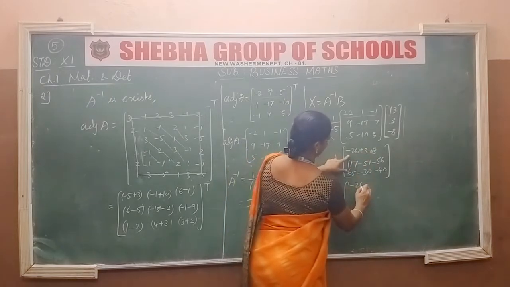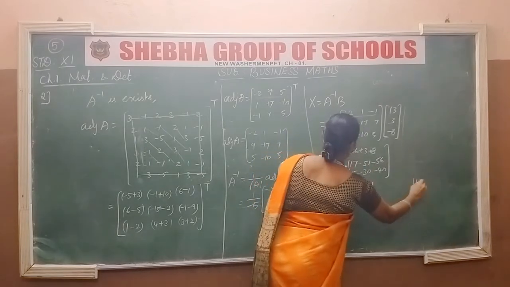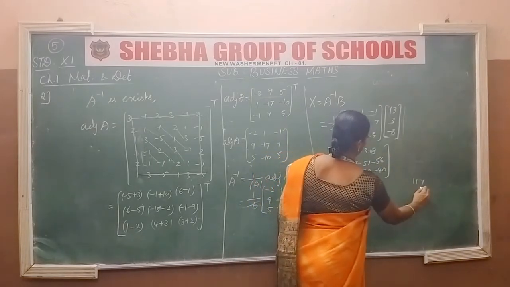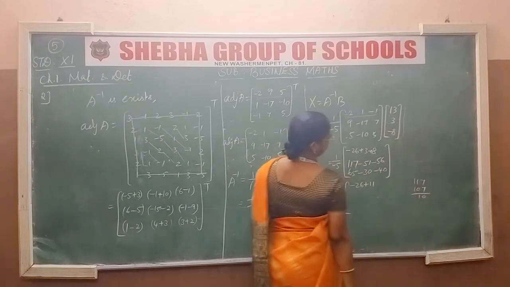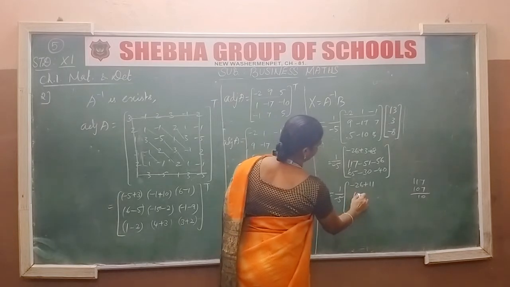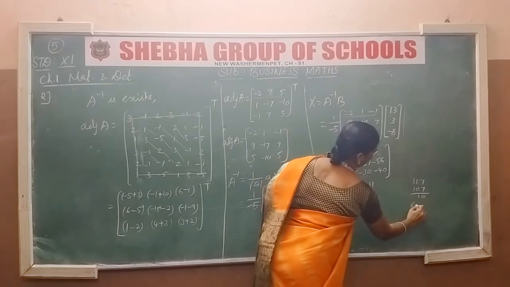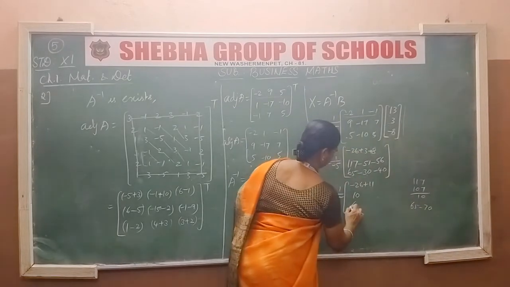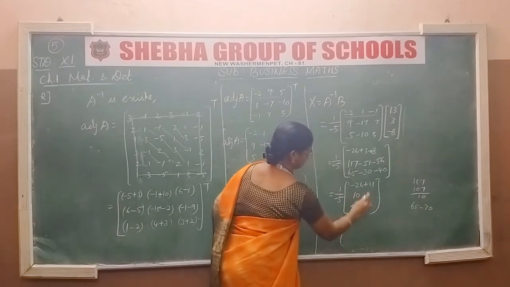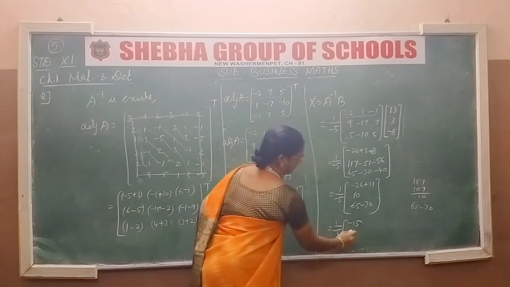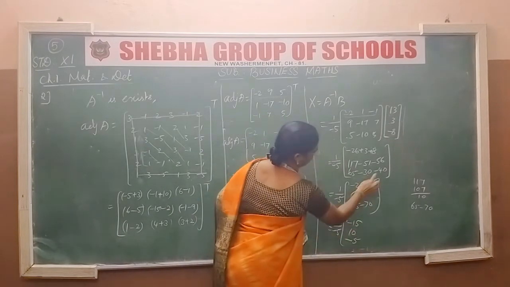this is our minus 26 plus 11, and this is 117 minus 51 plus 56, what is that? So we get 10. Here 10 and here 65 minus 70. Write one time. Then 1 by minus 5 into this is minus 15 and this is 10 and this is minus 5.